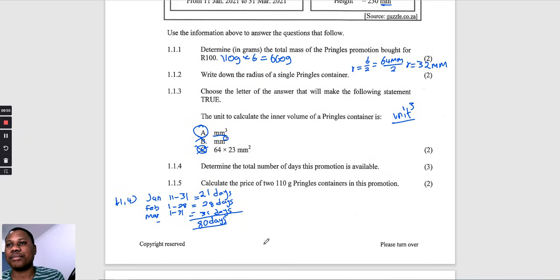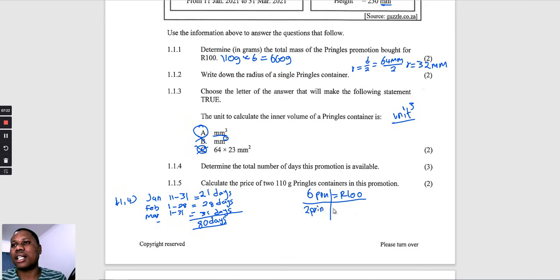1.1.5. Calculate the price of two 110-gram Pringles container in this promotion. So in this promotion, we are told that 6 Pringles are equal to 100 rand. Okay, so we need the price of 2 Pringles.